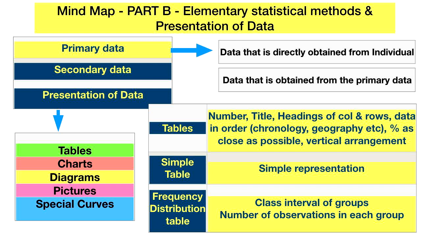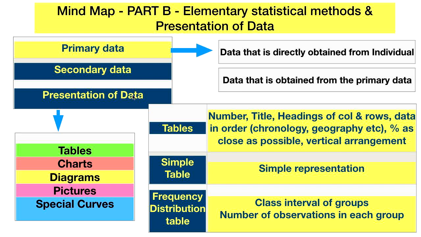This is data. Now we have the data, what to do with that data, and how to show that data? We have two types of data, primary data and secondary data. Primary data is data that is directly obtained from the individual. Secondary data is data that is obtained from the primary data. So which is a very good source of data? It is actually the primary data, because it's directly from the source.